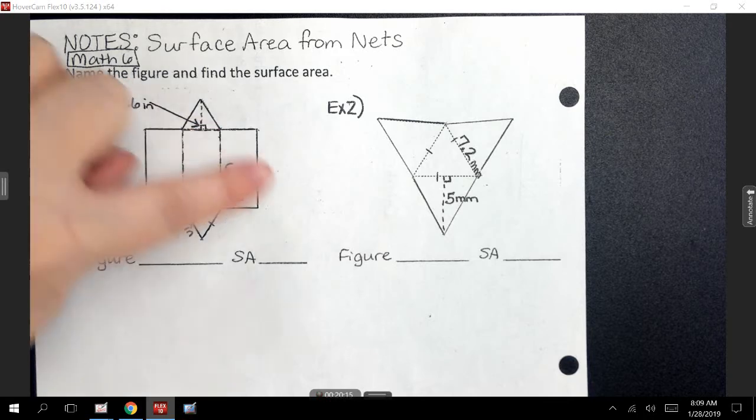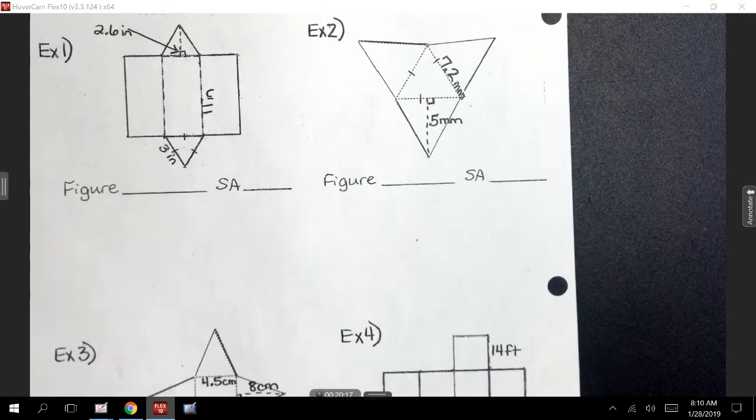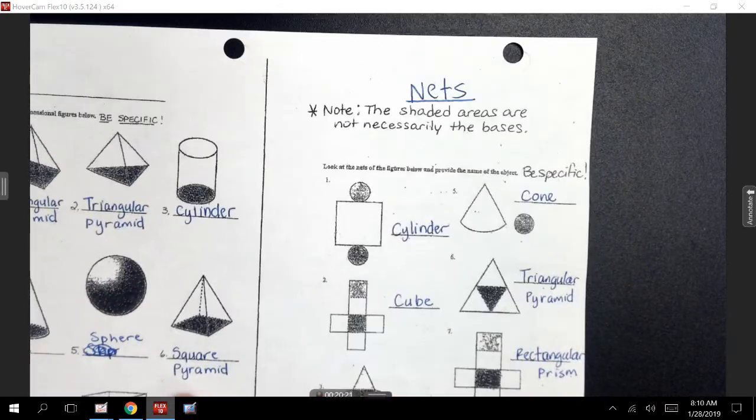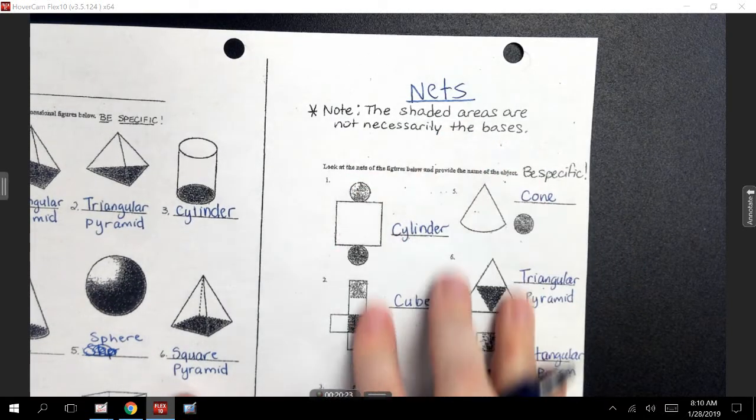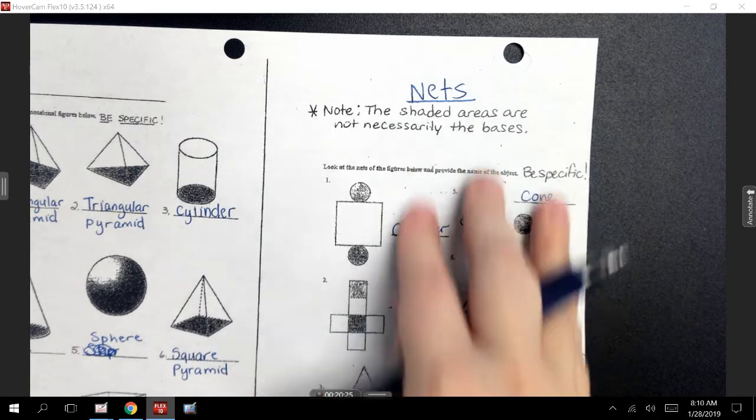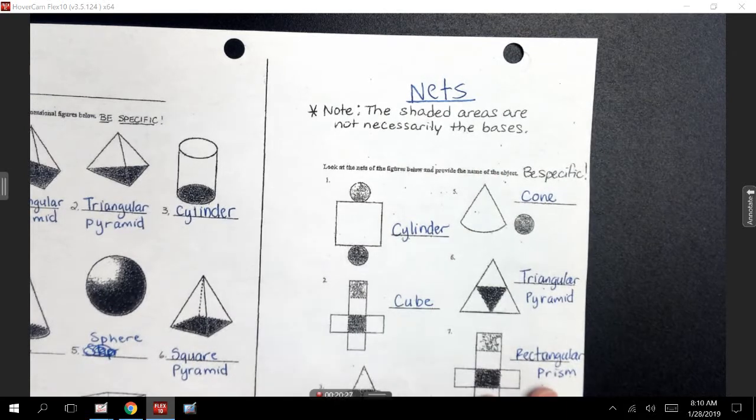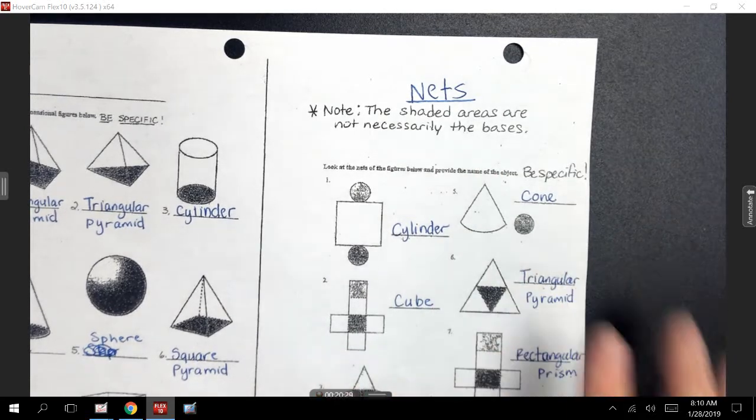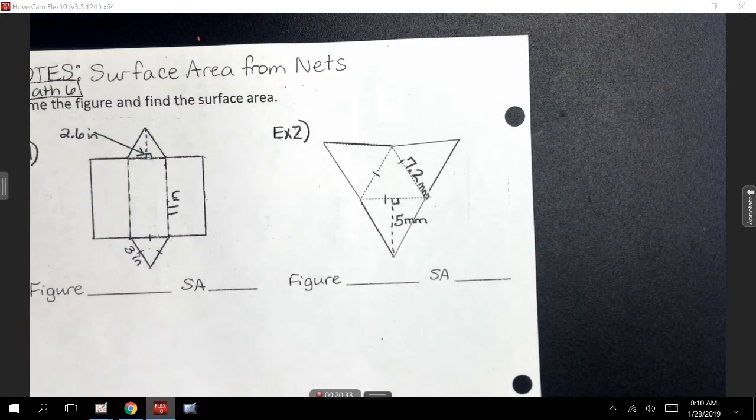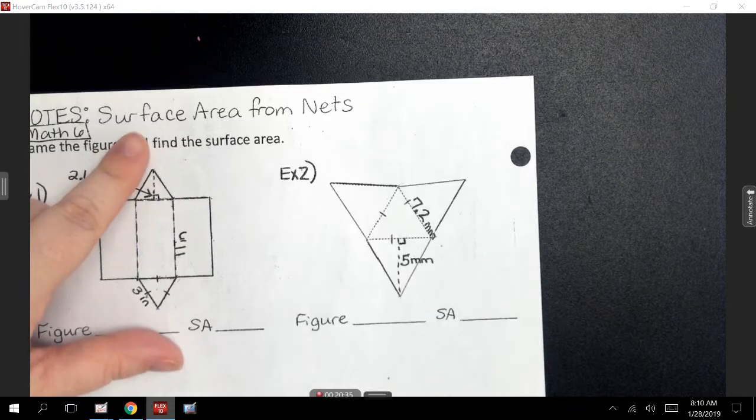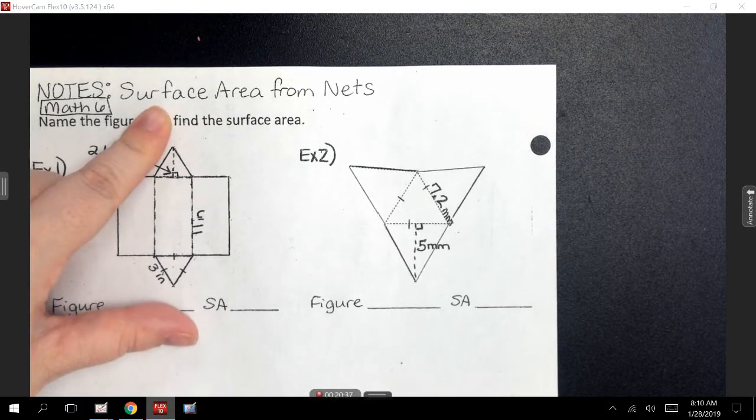The reason that we're talking about the net, now remember over here on the other side, we had said the net is when it is flattened out, right? So if I flatten this out, now I can find the area, even though it's a 3D shape. Once I make it flat, now all I'm going to do is talk about the flat pieces of the shape, which are also known as the surface of it.